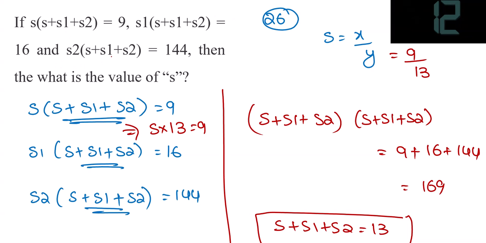Hope you understand this equation. Yes, this is k. That is common. If you take it common, then s plus s1 plus s2, right? So you can see those. 9 upon 13. Perfect.